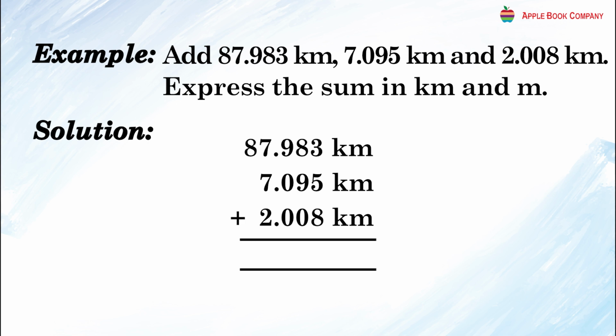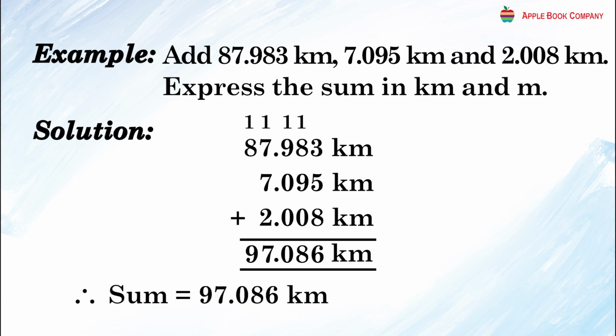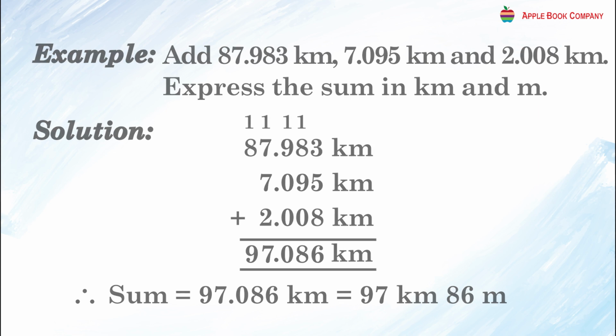So 3 plus 5 is 8, plus 8 is 16, 1 carried. 1 plus 8 is 9, 9 plus 9 is 18, again 1 carried, write down 8. 9 plus 1 is 10, 1 carried. 1 plus 7 plus 7 plus 2 is 17. So write 7 here. Carry forward 1. 8 plus 1 is 9. So the total is 97.086. So that is the sum. But when you want to write it in meters, it is 97 kilometers, 86 meters.